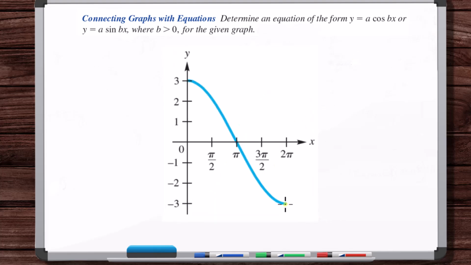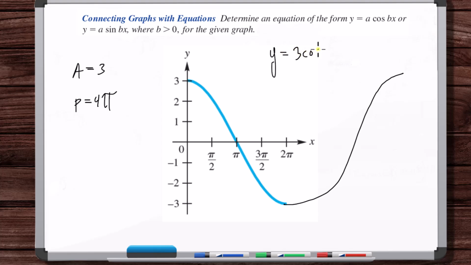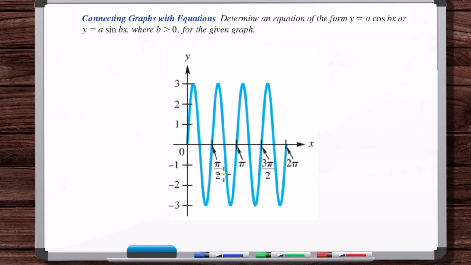Okay, here we can see it looks like the same problem as previous, but now it's a non-flipped cosine function. The period is 4 pi. This is cosine, so it's just 3 cosine of 1/2 x, but it's not flipped this time. Okay, we can see the amplitude is 3, and this looks like a non-flipped sine function.